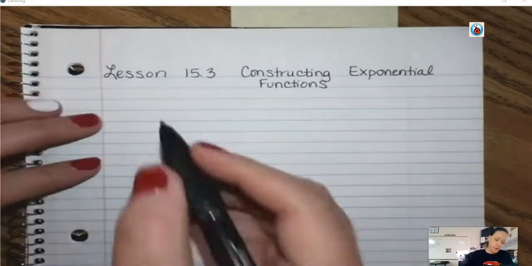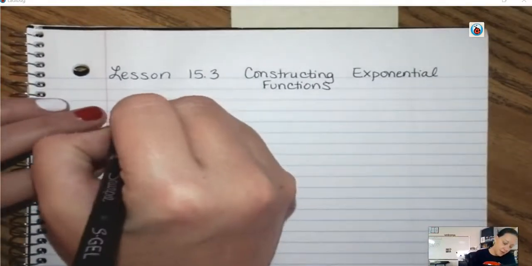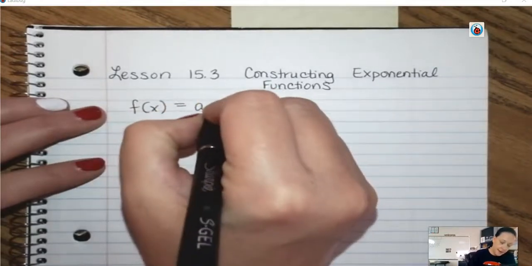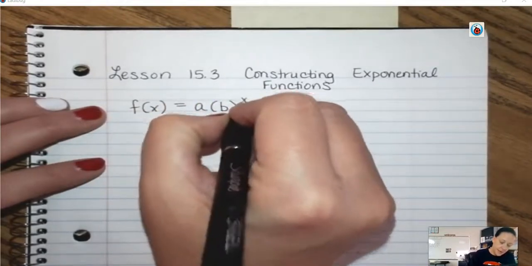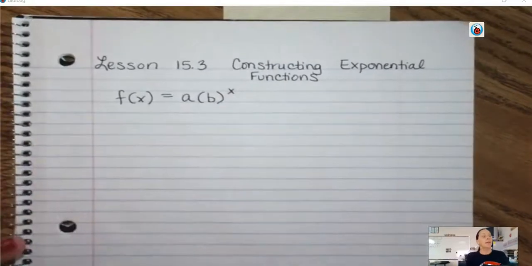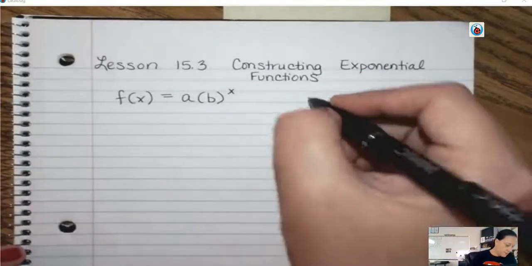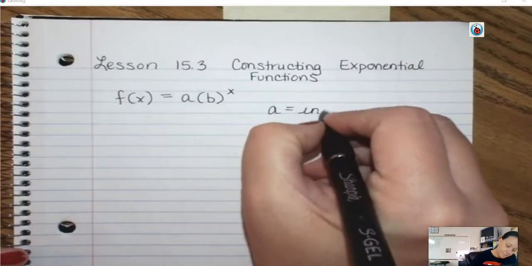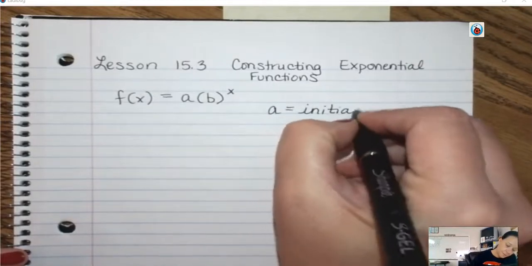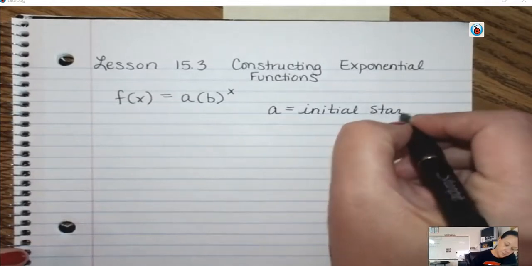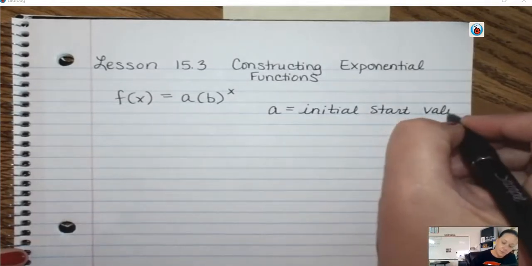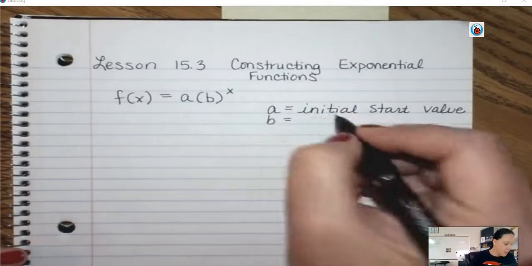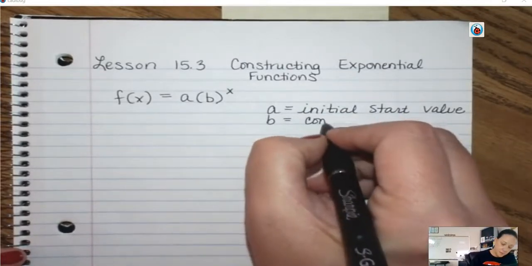As a reminder, the equation that we've been using, f of x equals a times b to the x power. The a stands for the initial start value. B stands for the common ratio.